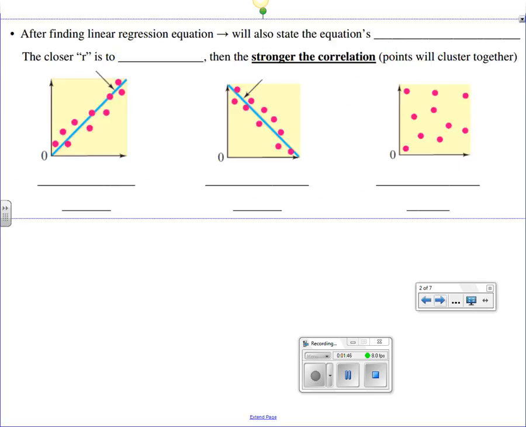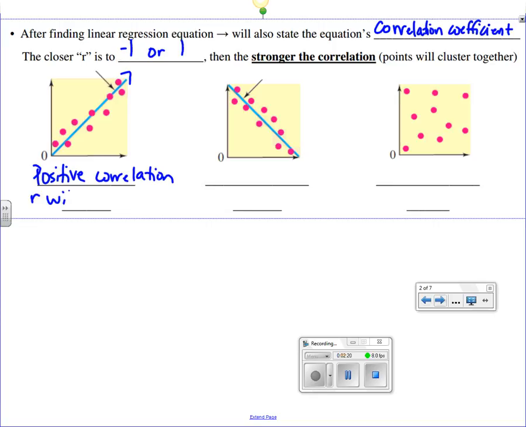Another thing we talked about yesterday was the correlation coefficient, which is your R value. The closer R is to -1 or +1, the stronger the correlation. So for this first one, your line is going up, so that is a positive correlation. And as you can see, the dots are pretty close to the line, so R will be close to +1.